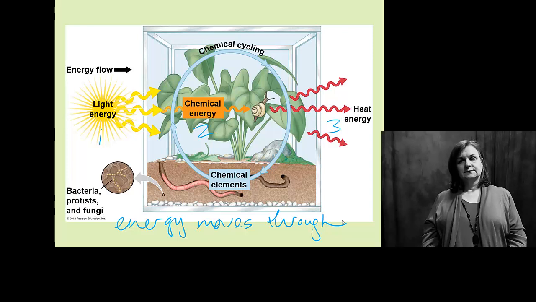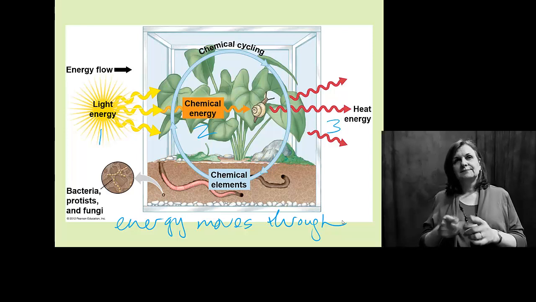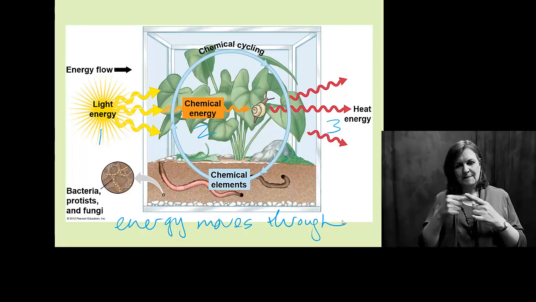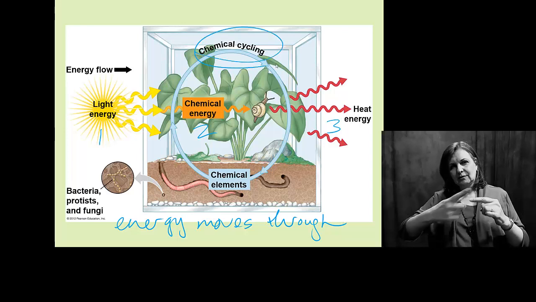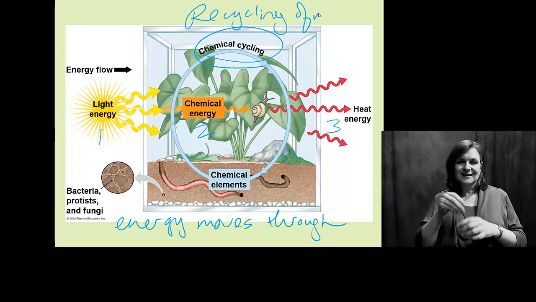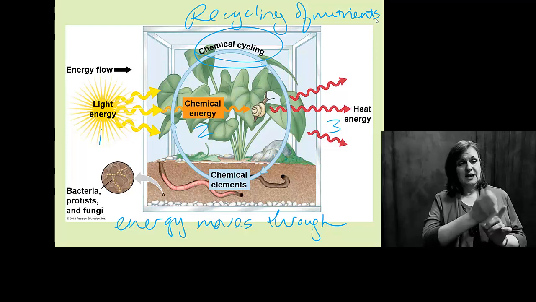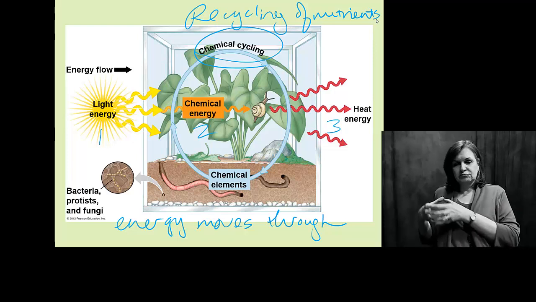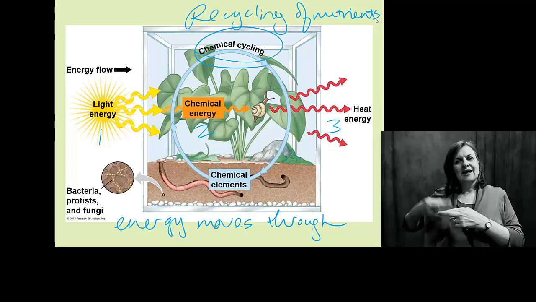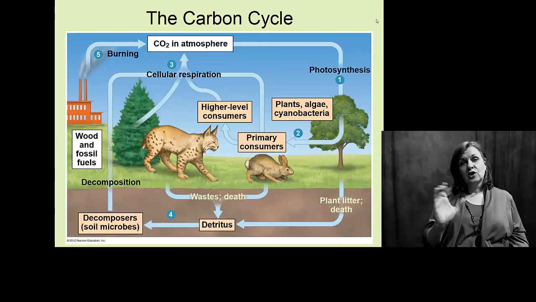But what we look at more importantly sometimes, not that energy is not important, but we spend more time thinking about this chemical cycling. And so this is really the recycling of nutrients in an environment, because many times these environments are so isolated that they have to recycle within themselves and reuse these nutrients. So things like the carbon cycle.